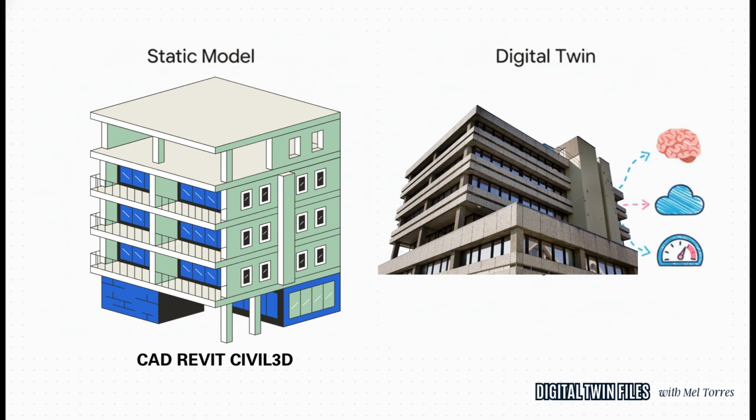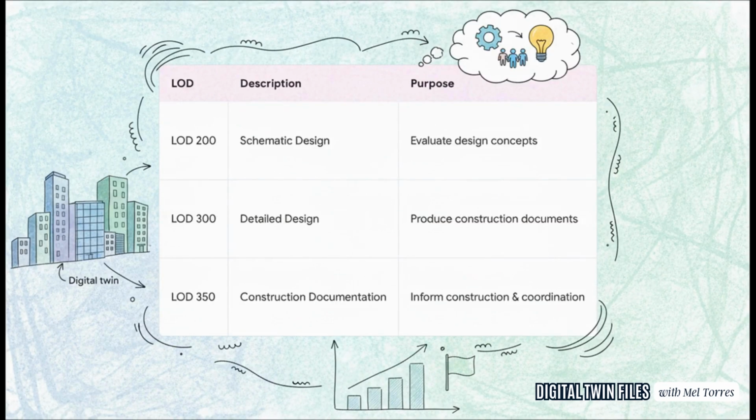Now, to build that intelligence, you need precision. You can't simulate reality with vague information, and that's where the levels of development, or LOD, come in. This is a standard framework championed by groups like the Digital Twin Consortium that the entire AECO industry uses. It's basically a scale that defines how much detail is in the model. An LOD 200 is like a schematic design, just the basic shapes and sizes. But as you move up to, say, an LOD 350, you're getting super specific details, right down to the connections needed for actual fabrication.